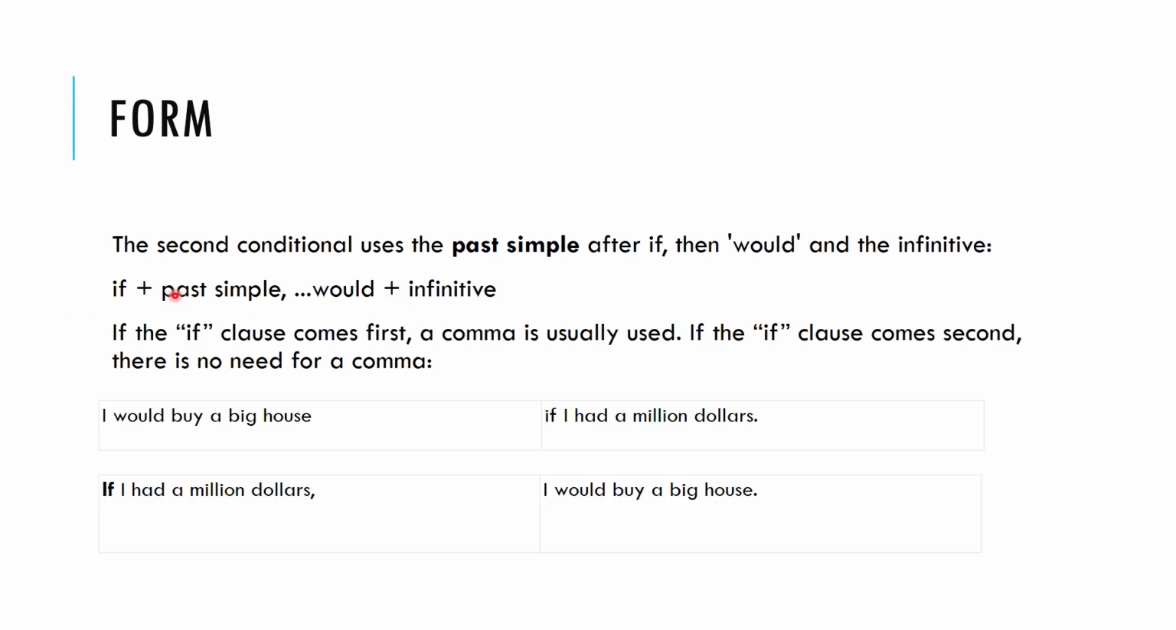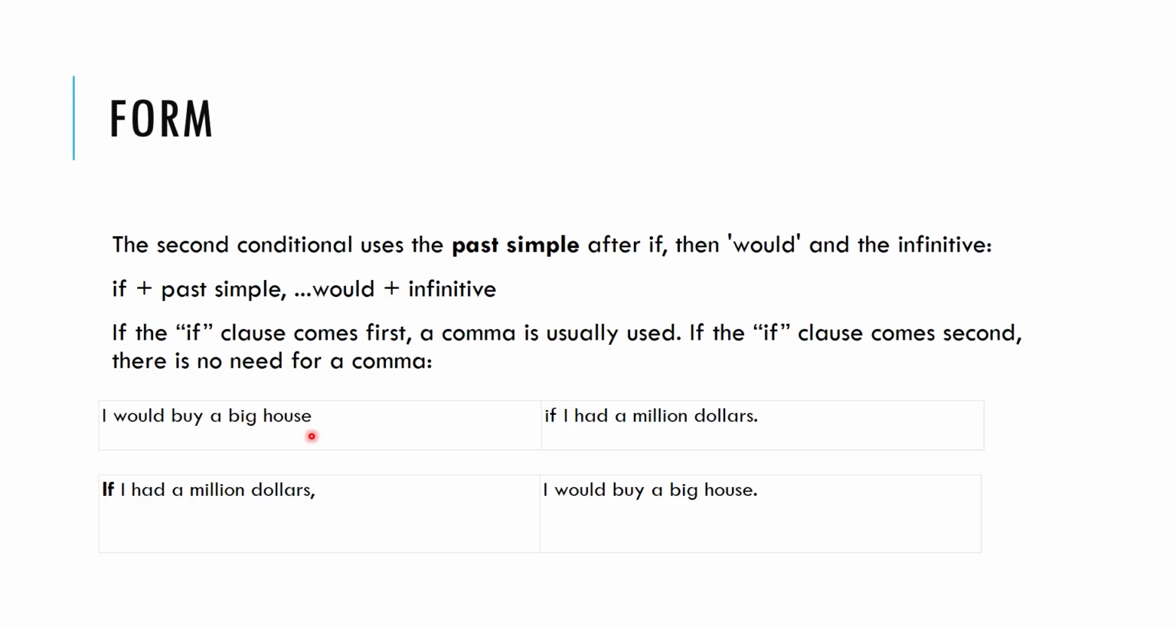So with the if, we use the past simple. And after that, in the second clause, we use subject plus would and then the infinitive. We can invert the places. If the if clause comes first, a comma is usually used. We have to use what? Comma. But if the if clause comes second, then there is no need for a comma. Look at the example.